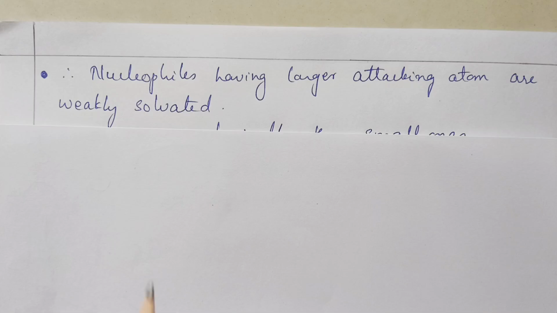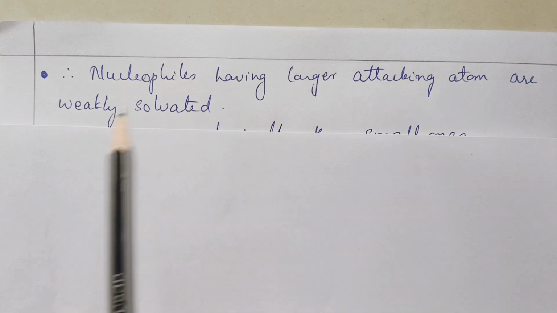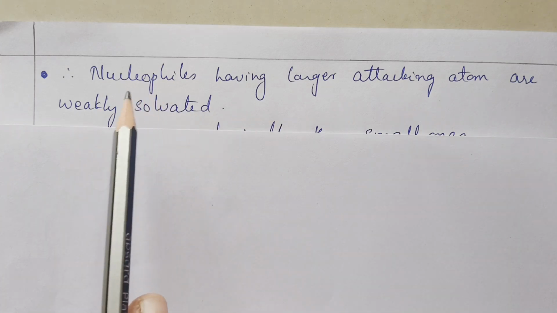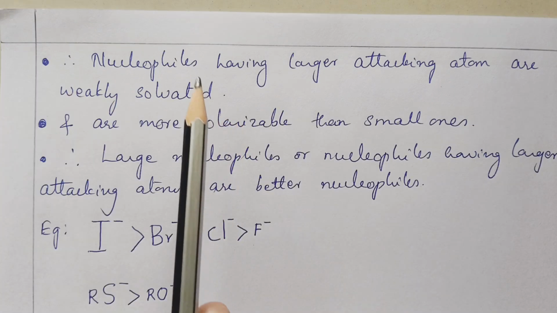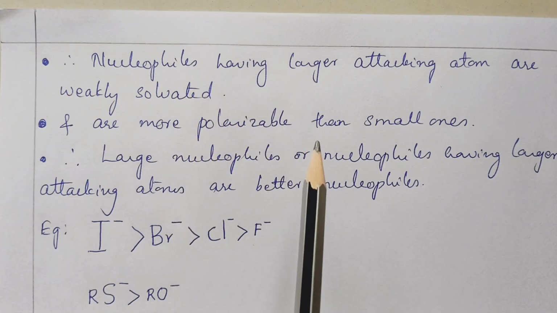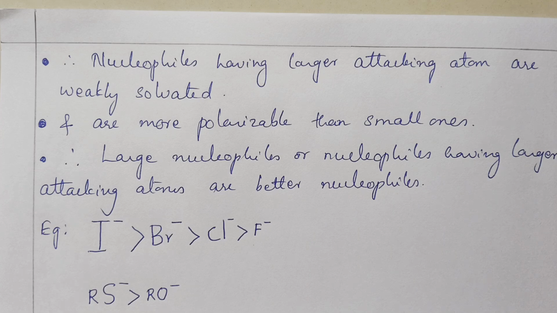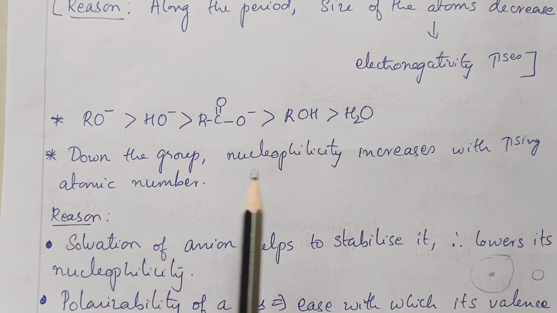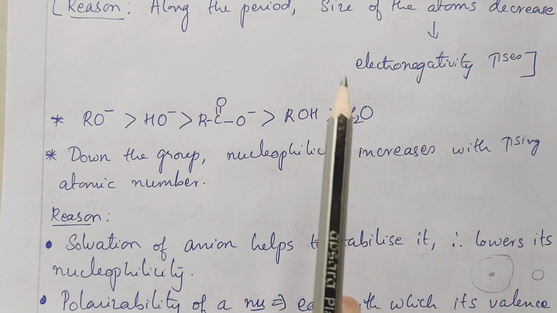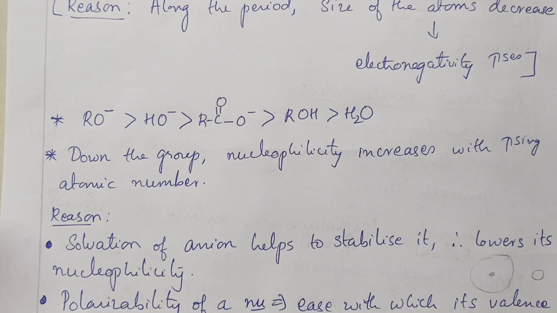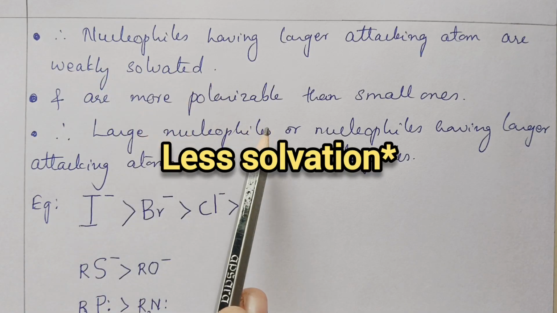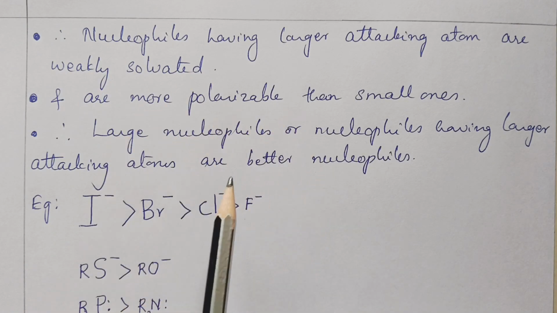One more thing is, if the nucleophile has very large size, then it is weakly solvated. That means it is not stabilized by solvation. And such a large nucleophile will be more polarizable than smaller nucleophile. Therefore, we can say large nucleophiles or the nucleophiles which have larger attacking atoms are better nucleophiles. So we were discussing this. Down the group, nucleophilicity increases. The reason is down the group, size of the atom is increasing. Because of solvation and polarizability, larger nucleophiles are better nucleophiles. The example is given here.